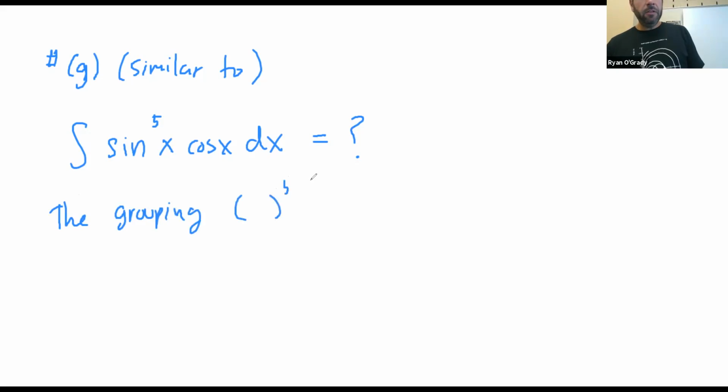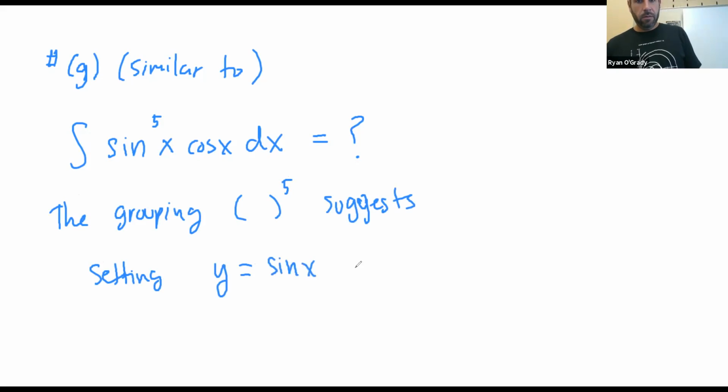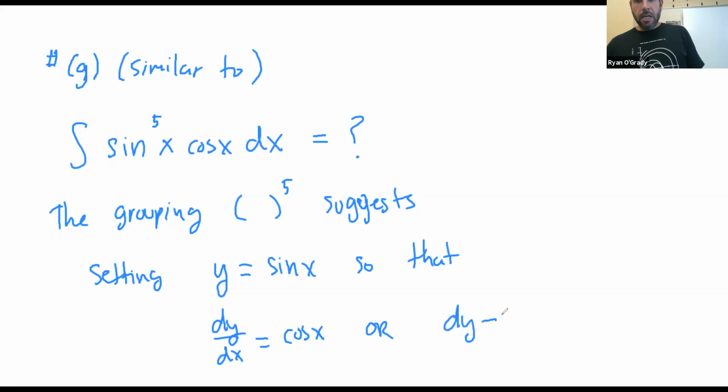The grouping something to the 5th suggests, and this doesn't always work, but it's going to work here, that I set y, or any letter, I don't care which letter you use, equal to the sine of x. So that dy dx is cosine of x. And what's fascinating about that is that by the change of variables theorem, dy is equal to the cosine of x dx, if I just rewrite those differentials.